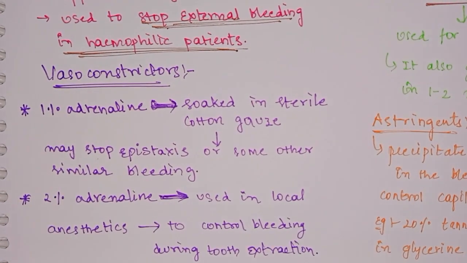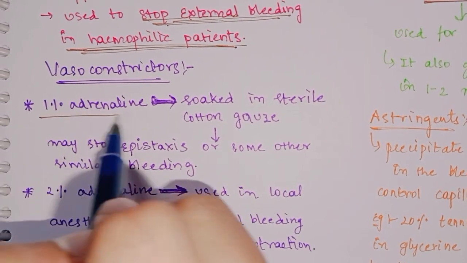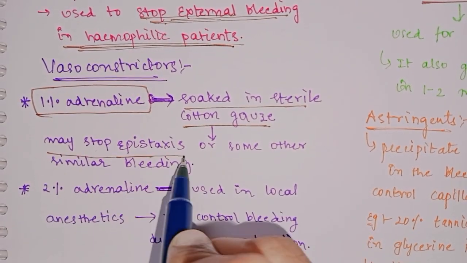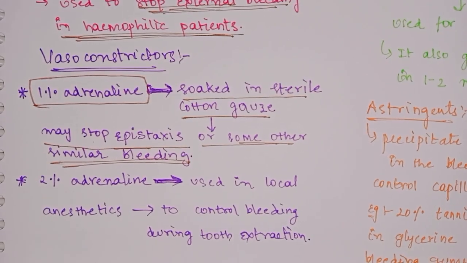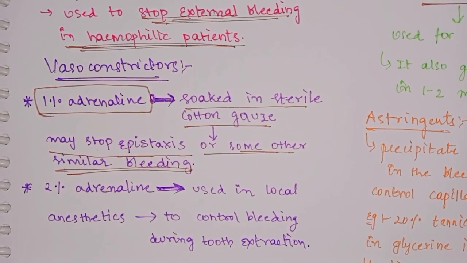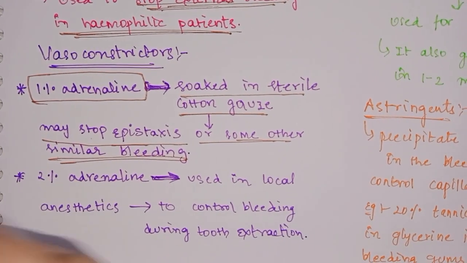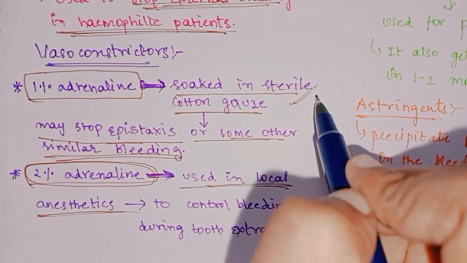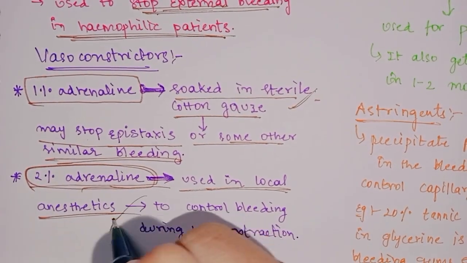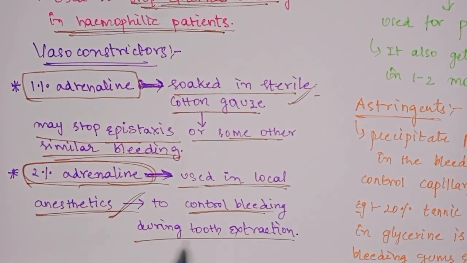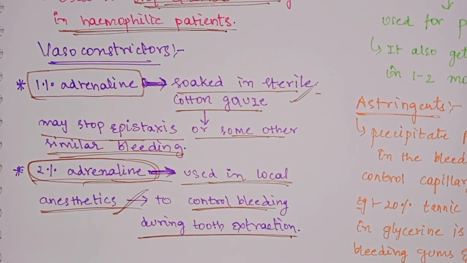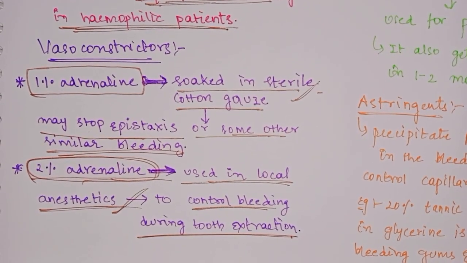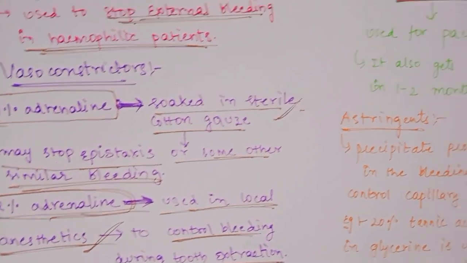Vasoconstrictor. Adrenaline is a vasoconstrictor. 1% adrenaline soaked in sterile cotton gauze stops epistaxis or some other similar bleeding, whereas 2% adrenaline is used in local anesthetics to control bleeding during tooth extraction.